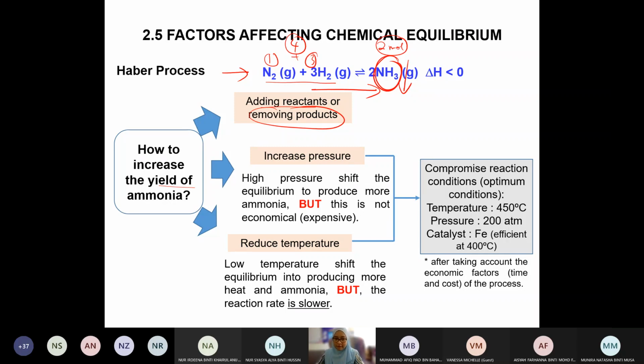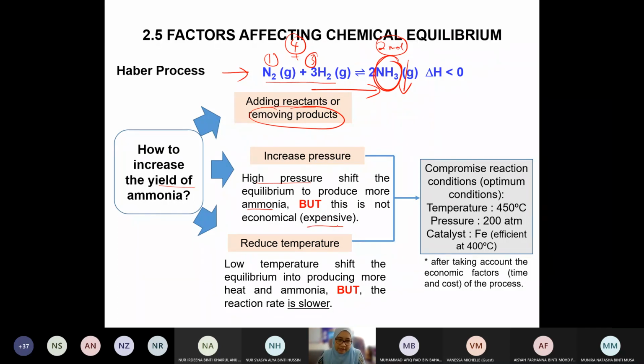Alright. However, you have to bear in mind that saying it is easy. Increase pressure, decrease pressure, increase volume. Just saying it is easy, right? Increase pressure. Can you imagine increasing pressure? It means the pressure is very high. The higher the pressure, the better, because it will shift to the right. But the problem is that, like I said, high pressure shifts the equilibrium to produce more ammonia, but this is not economical.